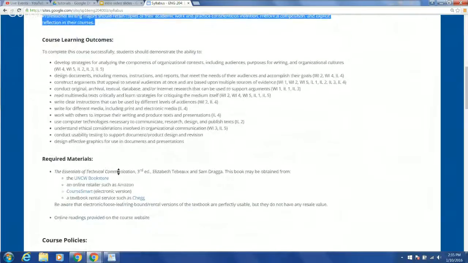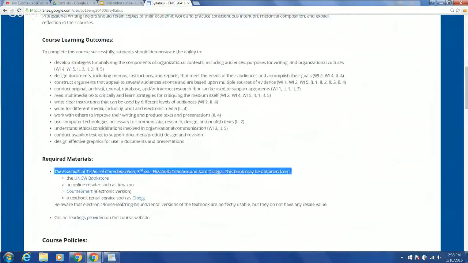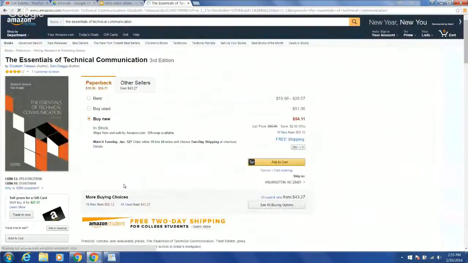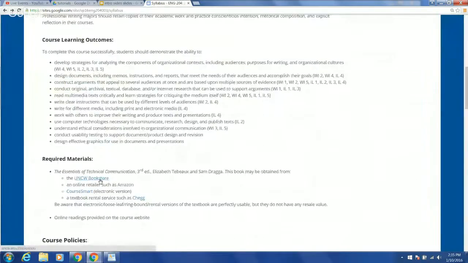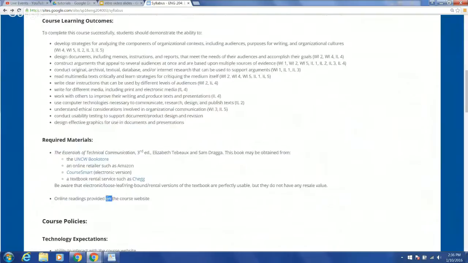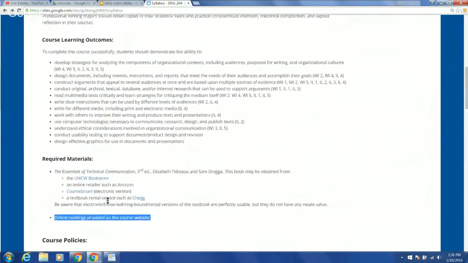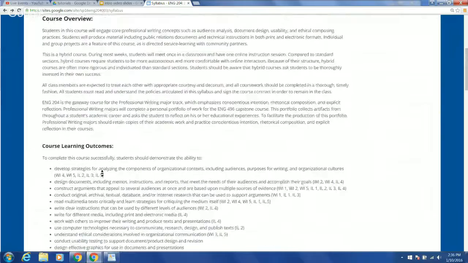Another thing to be aware of is the textbook. We do have one. It's the Essentials of Technical Communication, the 3rd edition. Let's see, this is what it looks like. Yeah, there's the cover. You can get this at our bookstore. You can get it through an online retailer. You can rent it from Chegg or other places or get it electronically. I don't really care. You just want to make sure that you have it because we're using it immediately. I'll also be providing some other online readings on the course website, just through links.